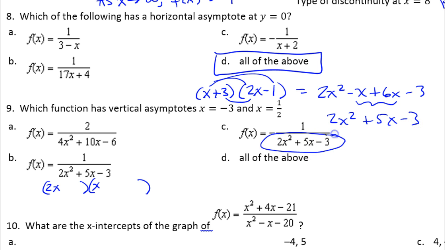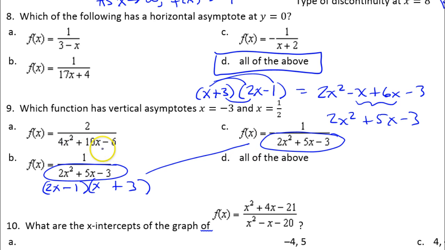So that means both of these are going to factor, and we could have just factored it, okay? I could have just sat here and finished factoring it, and I would have gotten 2x minus 1 and x plus 3 for both of these. So both of these are the answer. So if I have 2 of them that have these vertical asymptotes, that means one of them can't be the answer. So it must be all of the above.